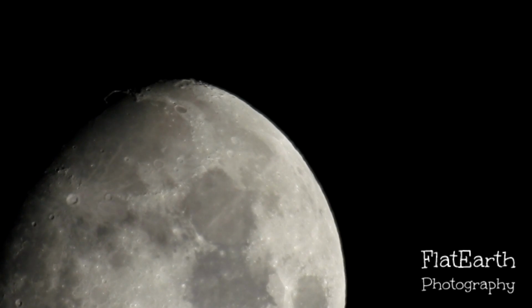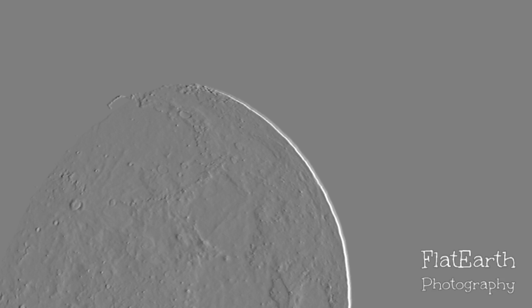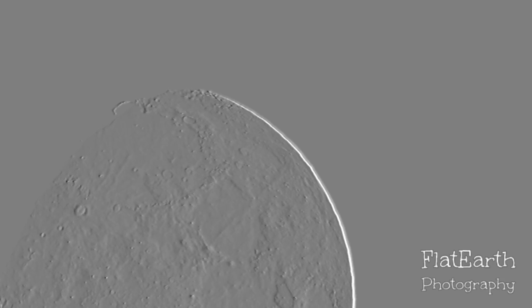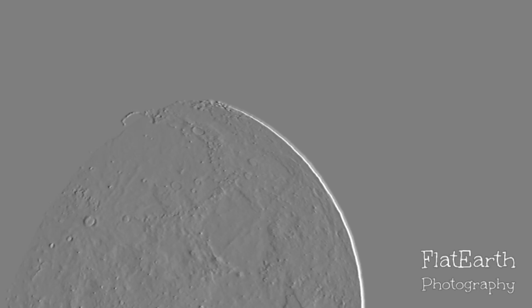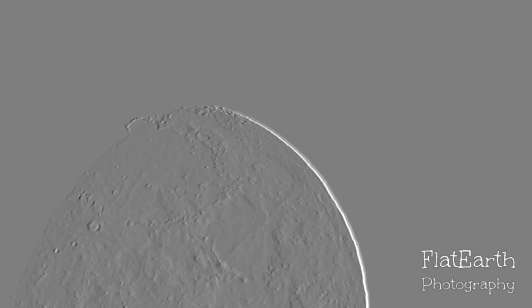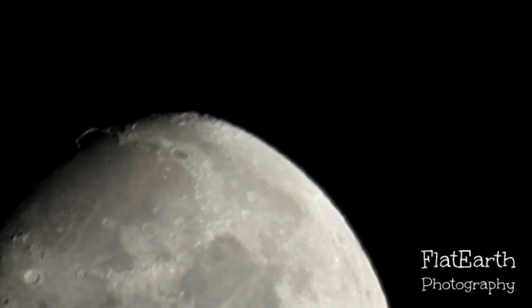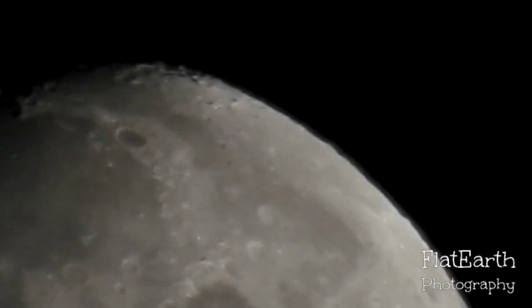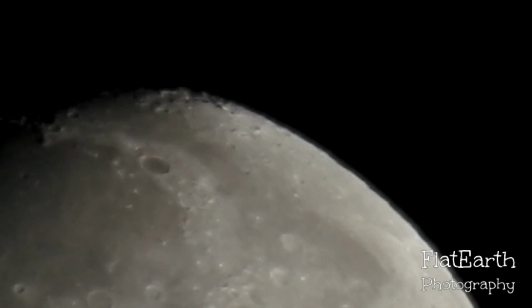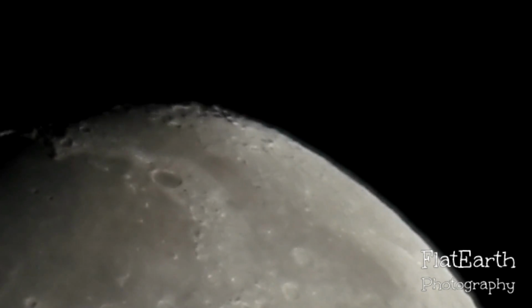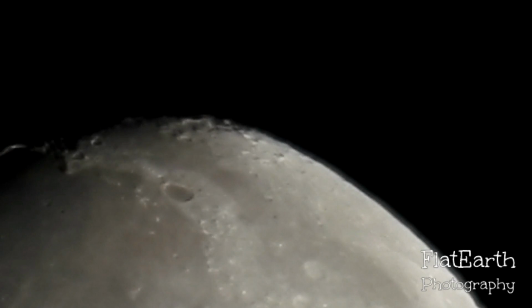And look at this, the crater is illuminated outside of the shadow. Outside of the shadow line, how is this possible, huh? Look at that. I guess why not?